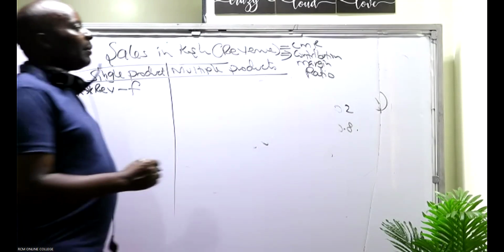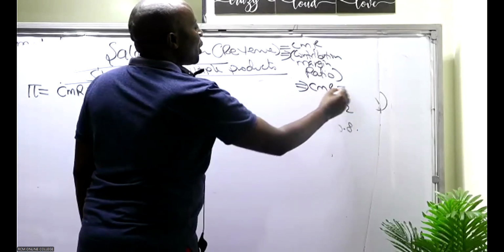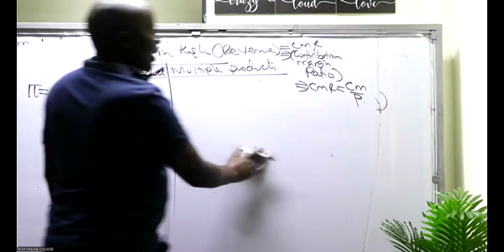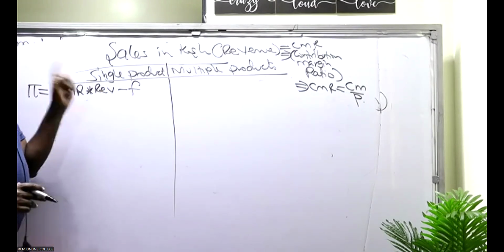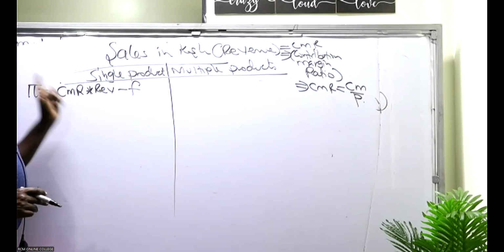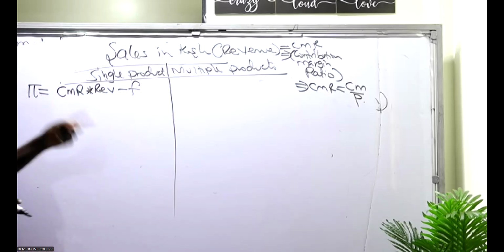To get this CMR, contribution margin ratio, you shall always take CM over price. So whenever we are looking at sales in terms of money, we shall be using CMR. To get our profit, we take CMR times revenue minus fixed cost. This is very important.